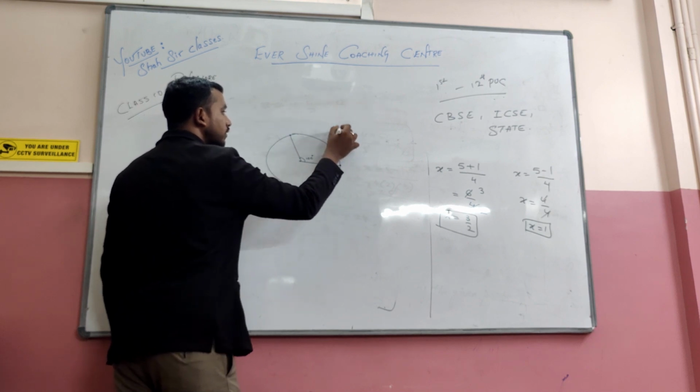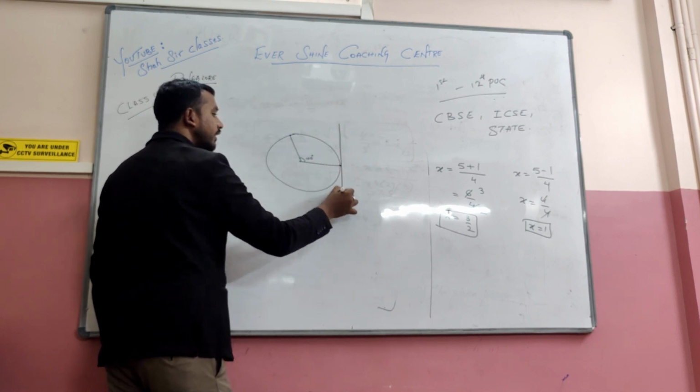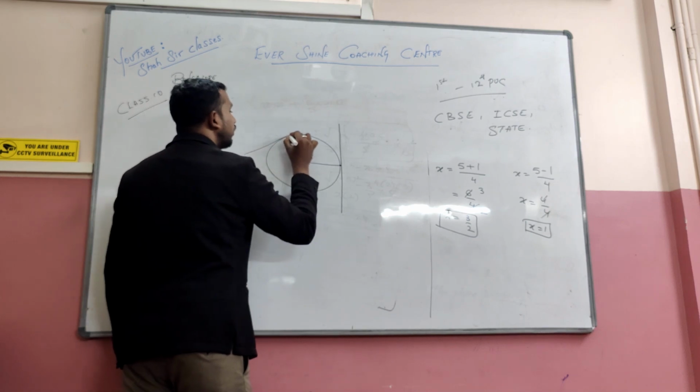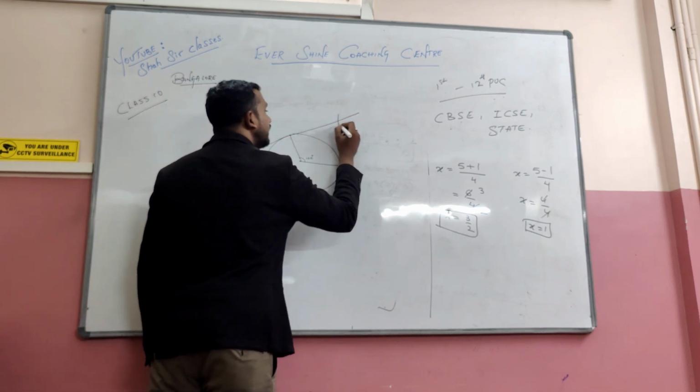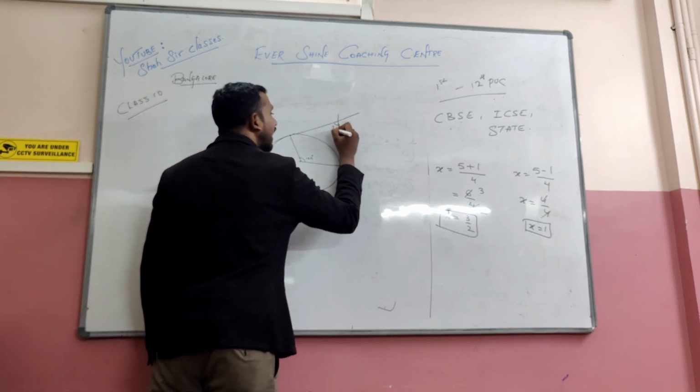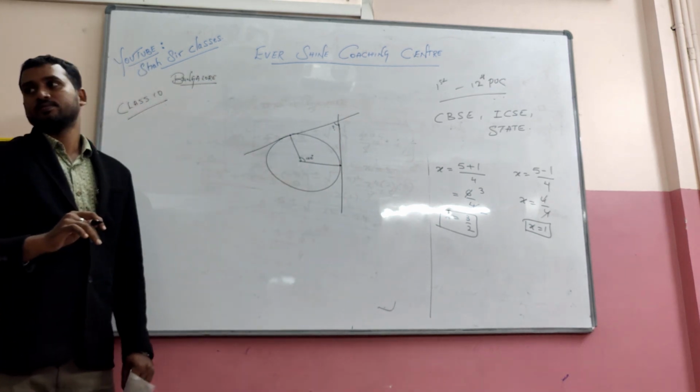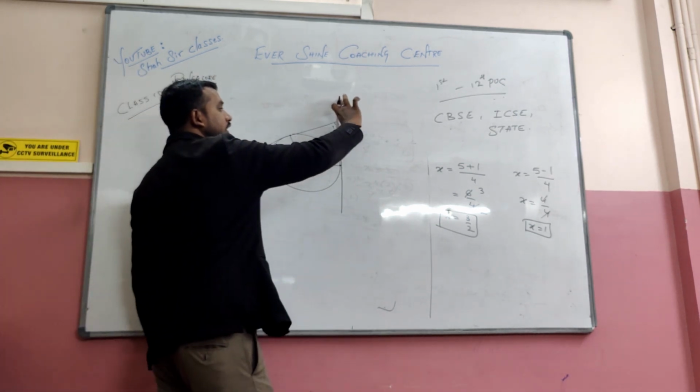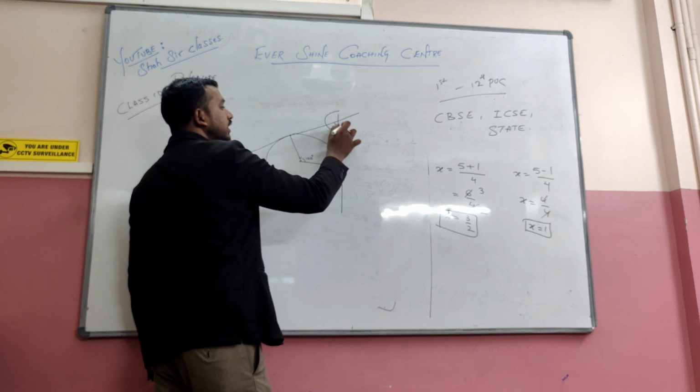At this point, we need to draw a tangent. At this point, we have to draw a tangent. When these two tangents meet here, this is the angle they are asking you to measure. Again, keep your protractor here in this form. Then measure from here to here. What is the angle?